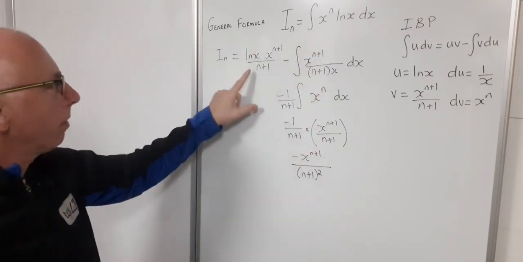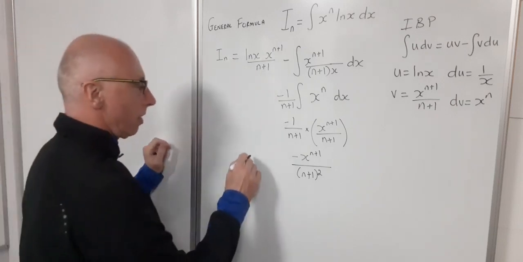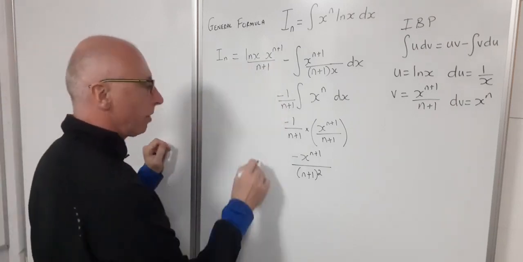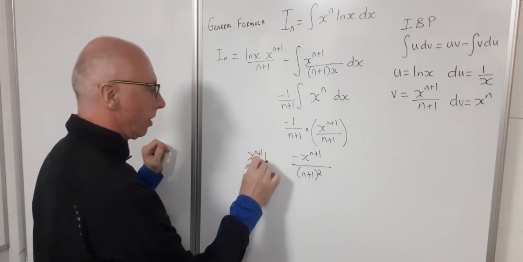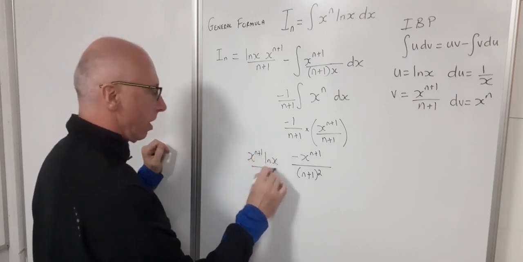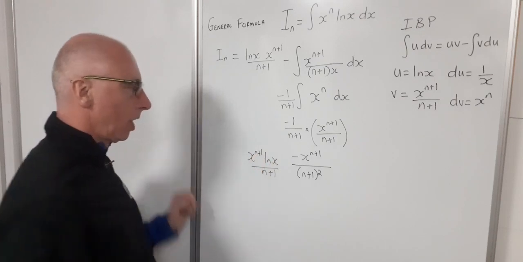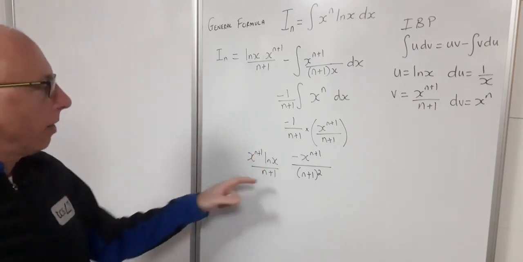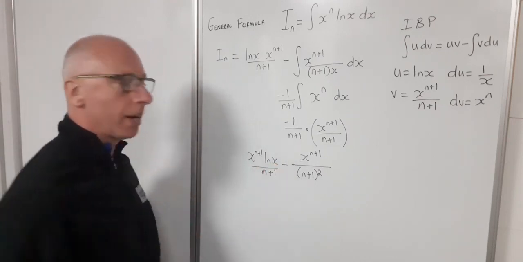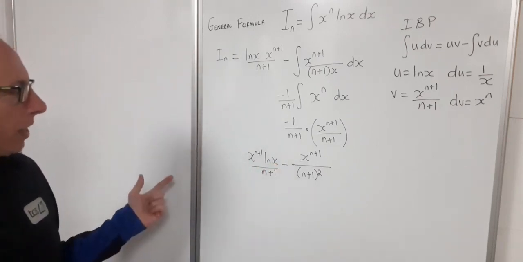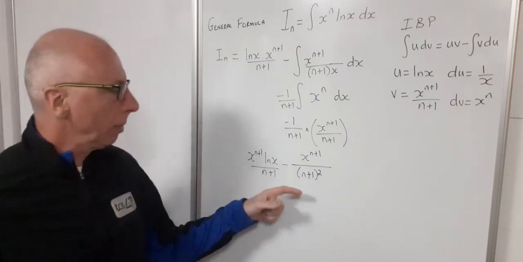So this bit now I'm going to bring down. So now I've got, so I'm going to turn it round the other way, it's easier for me to read. x to the n plus 1 times the natural log of x over n plus 1. Okay, now as that's a minus, I'll take that out of there and put a minus sign there. Now I'm not finished yet, I just want to tidy this up a little bit.